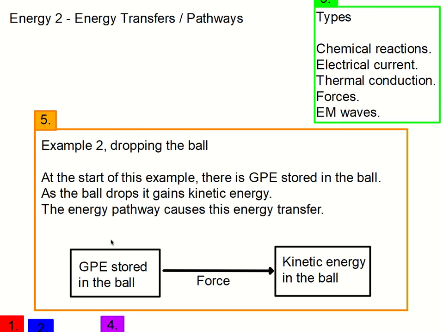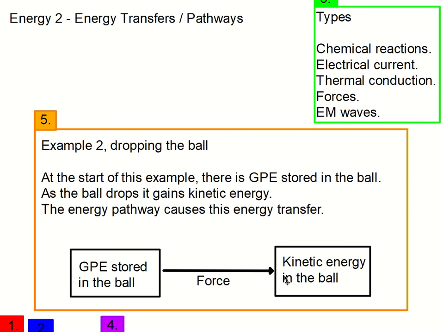So, energy transfer diagram. We've got the first box. This is the starting point. You've got gravitational potential energy stored in the ball. The second box, the ball's moving, and that's therefore got kinetic energy in the ball. What has caused the gravitational energy to be transferred into kinetic? Well, it's a force. It's the force of gravity. Gravity has pulled on the ball and caused it to move. So once again, we've got a starting point, this is the starting energy. We've got an ending point, this is the ending energy. And we've got the pathway that has caused the energy to be transferred from one to another.